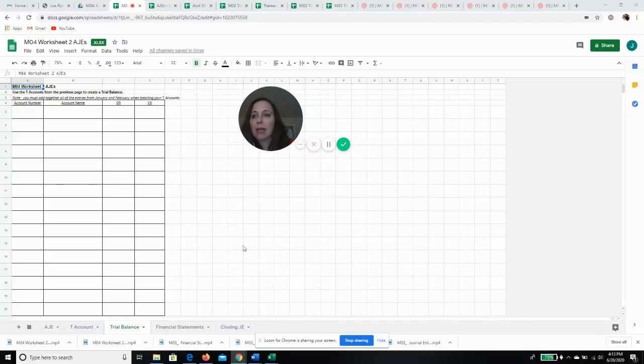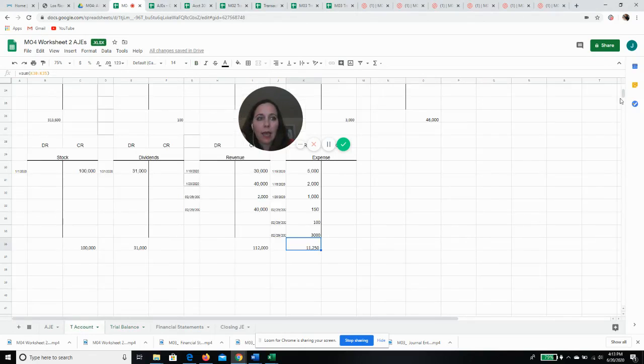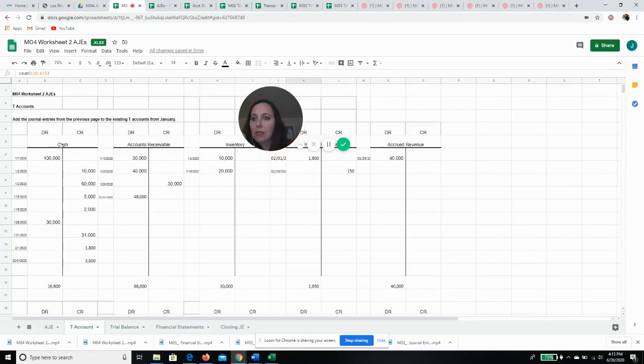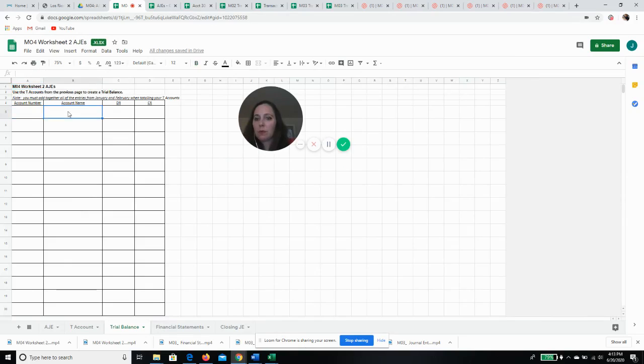Okay, welcome back. So now we are going to take our T accounts that we did in the last video and we're going to put them into a trial balance. All right, so let me go back over to this and we're going to start with our assets. We're going to start with cash. I'm going to start with the account name. I'll do the account numbers last.